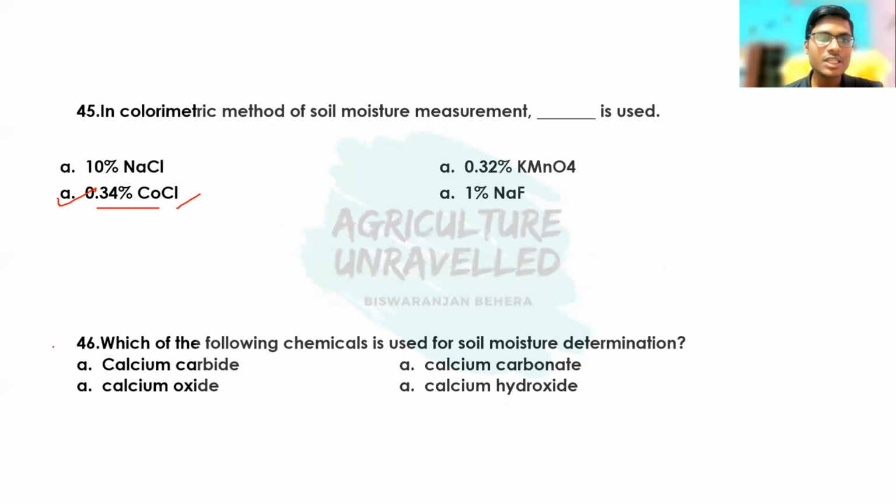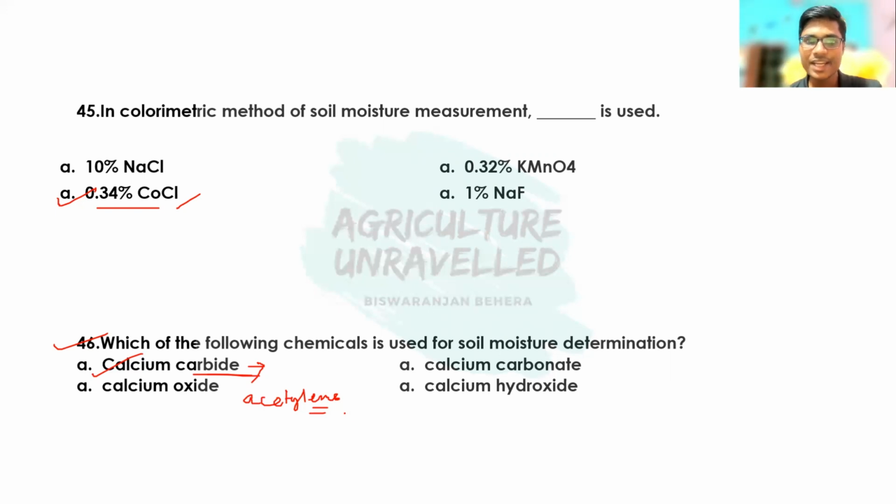Then coming to the next question, that is which of the following chemicals is used for moisture determination? Calcium carbide, calcium carbonate, calcium oxide, or calcium hydroxide? So the correct answer of this question is calcium carbide. Calcium carbide, in the presence of moisture, releases acetylene gas. And this acetylene gas creates a pressure inside the tube. And one vacuum gauge or pressure monitoring system is attached to the system, so that any change in the pressure will be measured by that gauge.